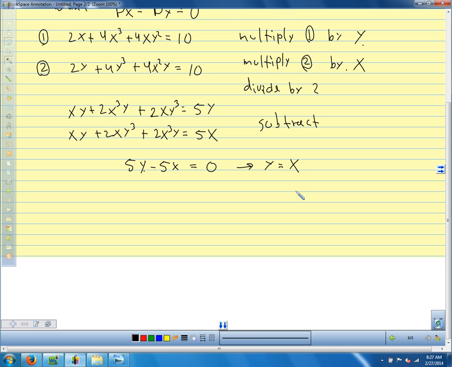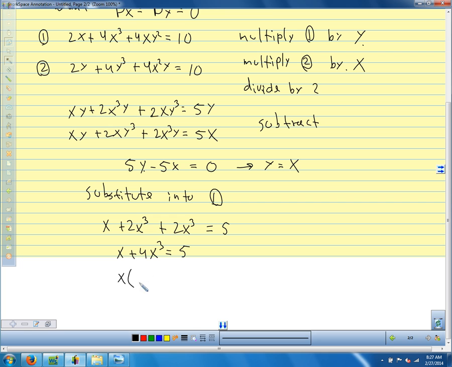All right, so we get y equals x. Now I'm going to substitute into equation 1 for y, and I'm dividing this by 2. So I get x plus 2x to the third plus another 2x to the third equals 5. So this tells me that x plus 4x to the third equals 5.